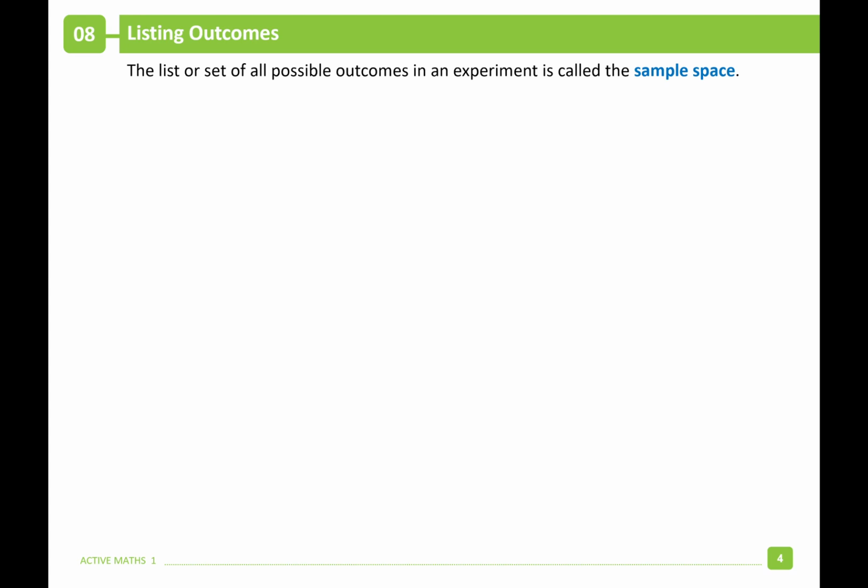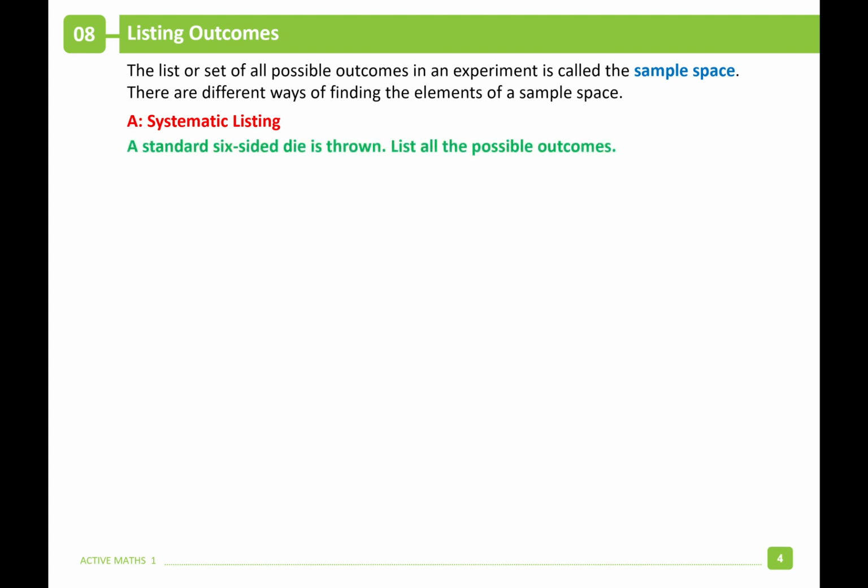A list or a set of all possible outcomes in an experiment is called a sample space. There are different ways of finding the elements of a sample space. Listings, which we just looked at, i.e. you throw a dice, list the possible outcomes. When you're writing a list, you must put all of your possible outcomes inside a curly bracket. Please take this down.